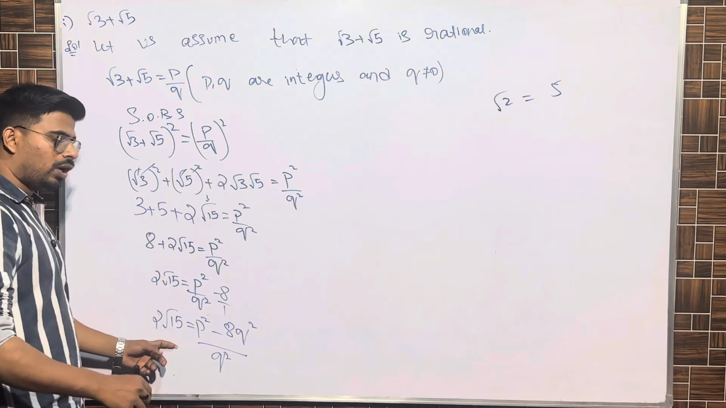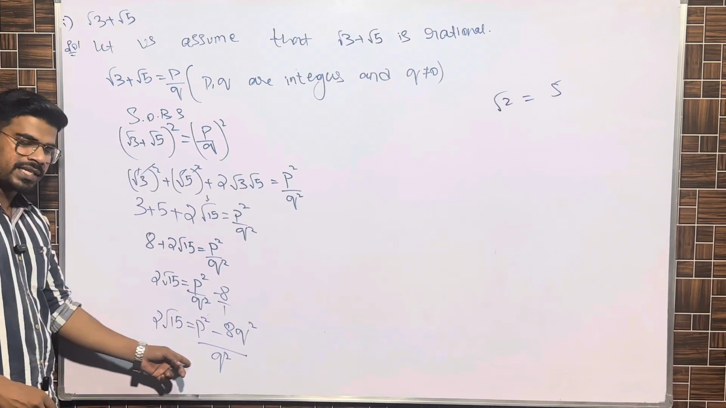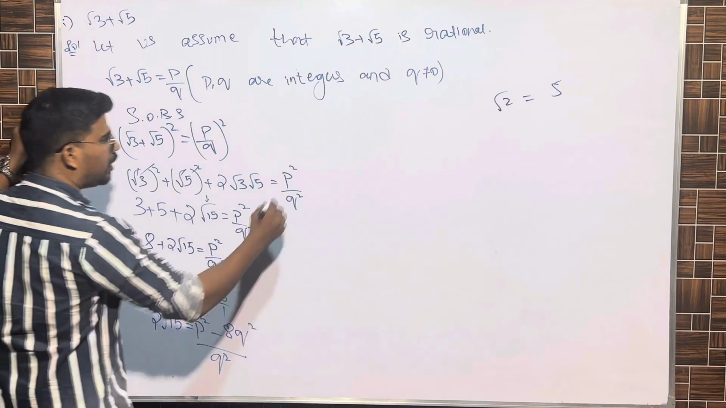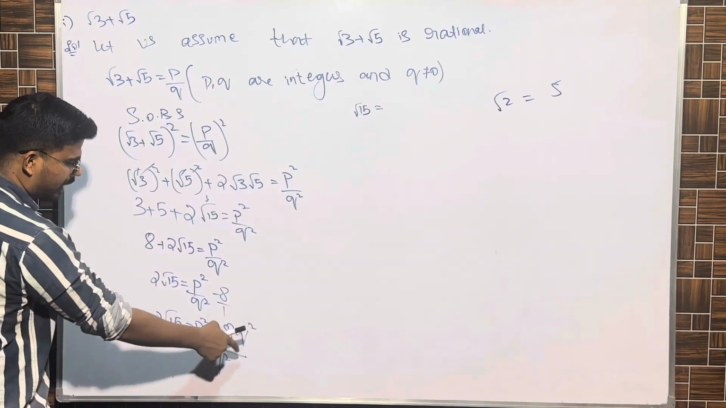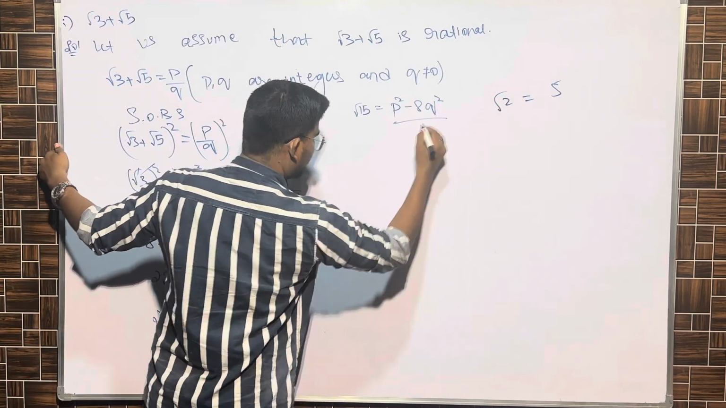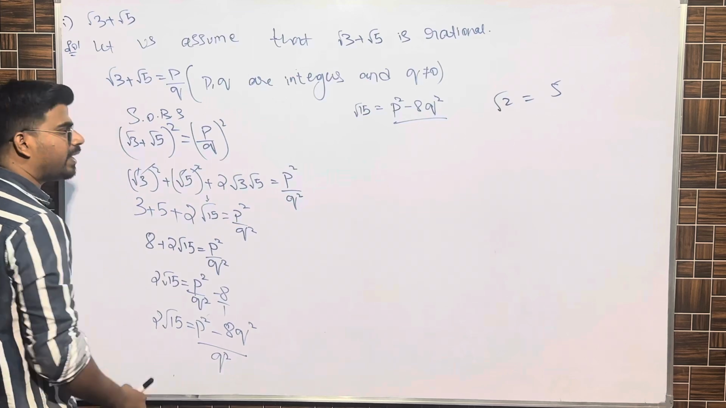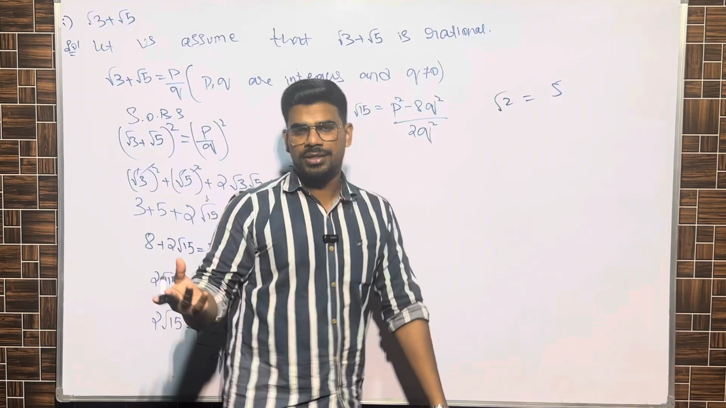Now root 15 only we have to get. 2 is there. If I send it to this side, 2 is in multiplication, so it will become division. So here root 15 is equal to p square minus 8q square divided by 2q square. Yeah, completed. That is what we wanted to prove.